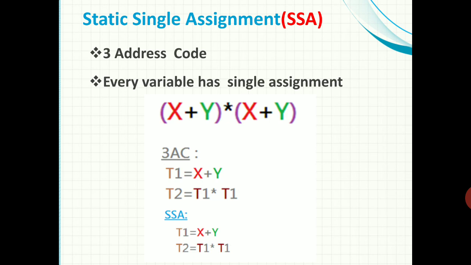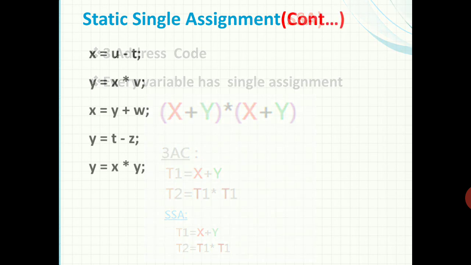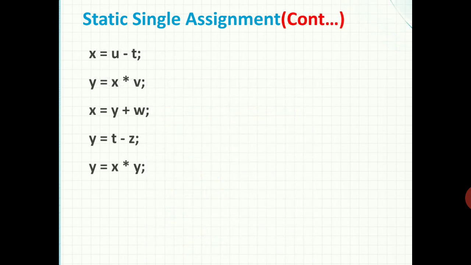Here x and y already have some meaning, and there is only one assignment for x and only one assignment for y. In this code, there is only one assignment for each variable. In total it contains the variables x, y, t1 and t2, with 2 statements.